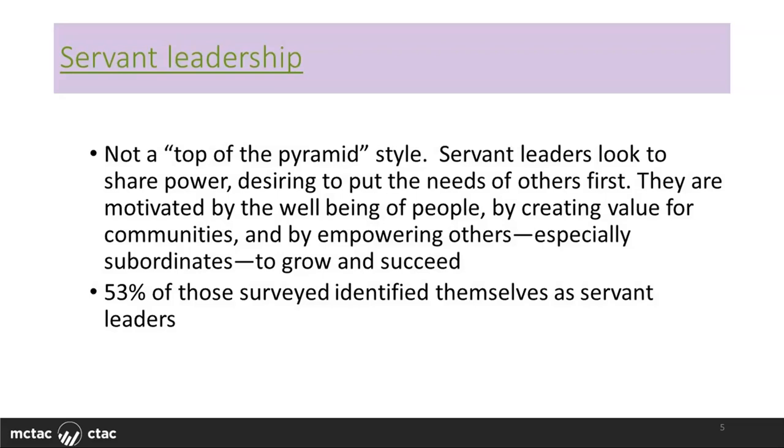The approach is not a top of the pyramid or a top-down approach. Servant leaders look to share power, desiring to put the needs of others first. They are motivated by the well-being of people, by creating value for communities, and by empowering others, especially subordinates, to grow and succeed. Their view is outside themselves. They're not narcissistic or power-hungry or controlling. They're really all about the community that they serve and the people who serve that community. In this survey, 53% identify themselves as servant leaders. Now we'll go on to the next one.